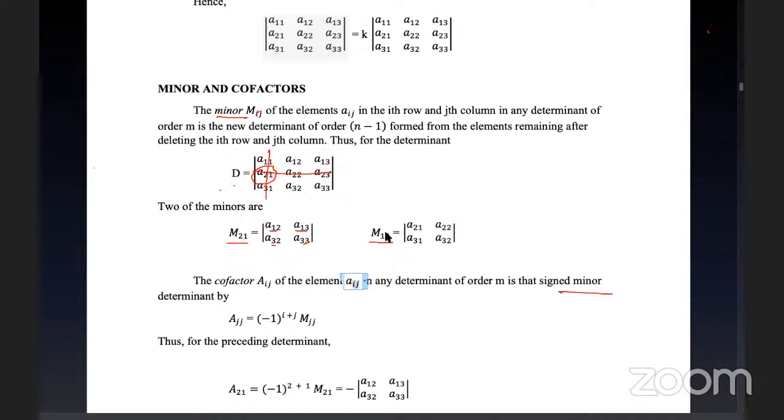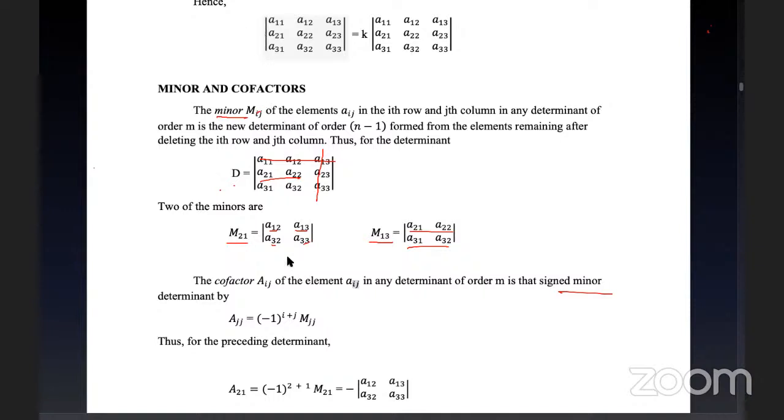Pag sabing M13, burahin ko muna to. Ayan, pag M13, anong involved na element dito? Yung nasa first row. So, ibig sabihin, burahin natin yung entire first row. And then, third column. Okay, ano yung natirang elements? Yun yung kanyang minor. So, A21, A22, A31, A32. Okay, so ito na yung minor. Okay, I hope it's clear.